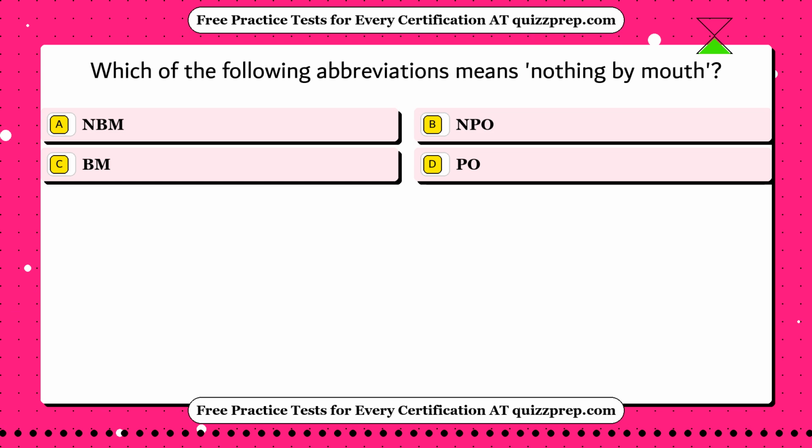Question 83. Which of the following abbreviations means nothing by mouth? Option A, NBM. Option B, NPO. Option C, BM. Option D, P.